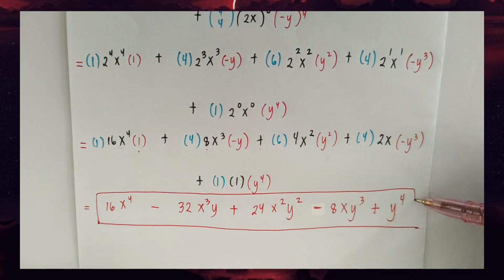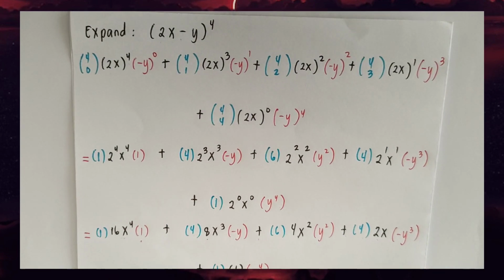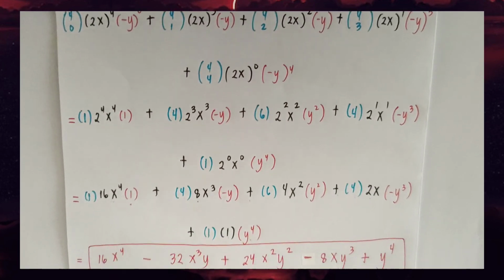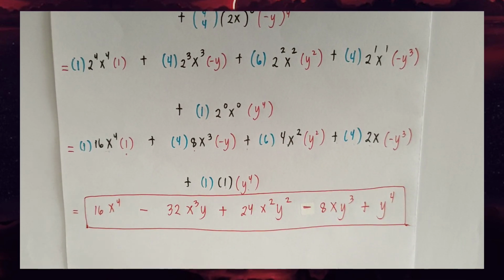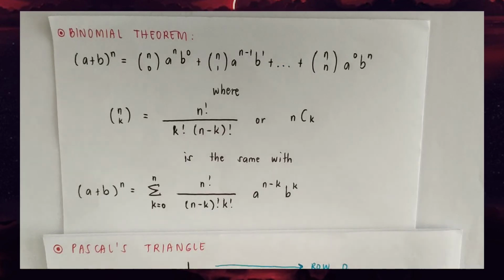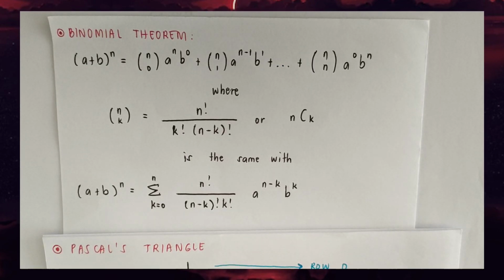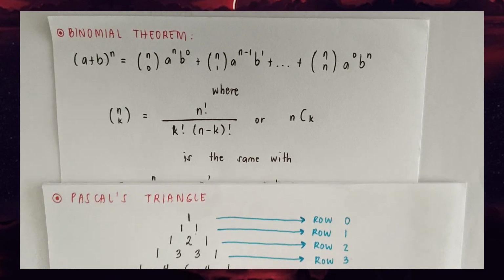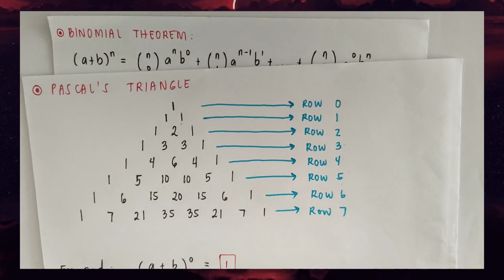In expanding 2x minus y raised to 4. So that ends our discussion for binomial theorem. Take note of the formula in connection, of course, with the Pascal's triangle.